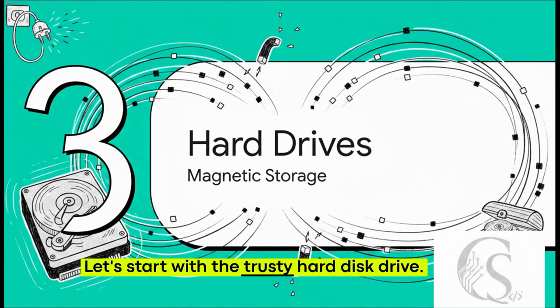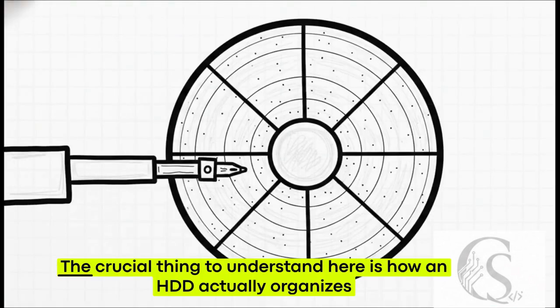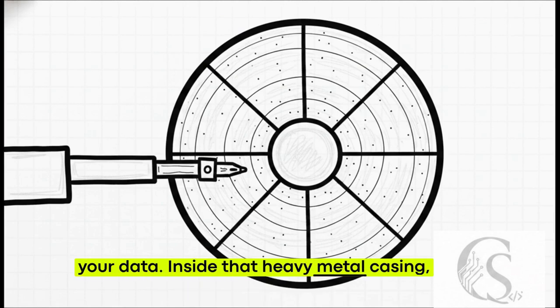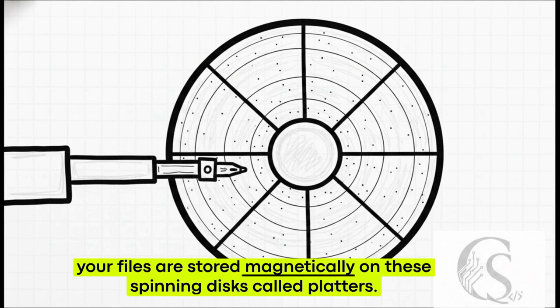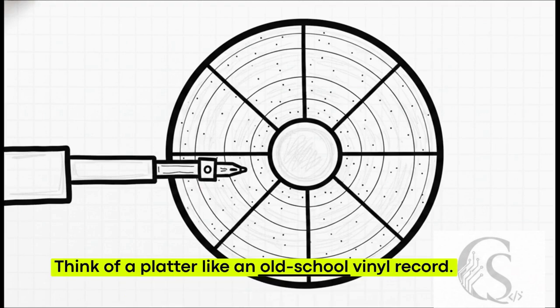Let's start with the trusty hard disk drive. The crucial thing to understand here is how an HDD actually organizes your data. Inside that heavy metal casing, your files are stored magnetically on these spinning disks called platters. Think of a platter like an old-school vinyl record.